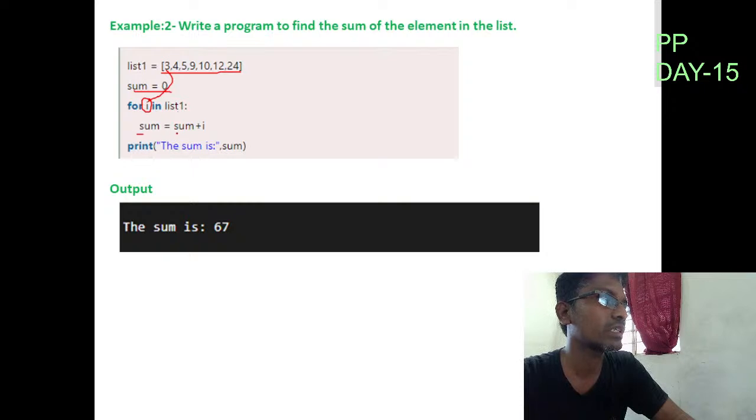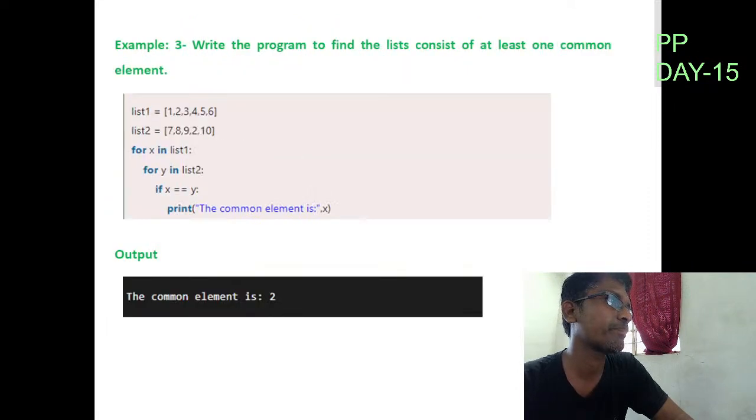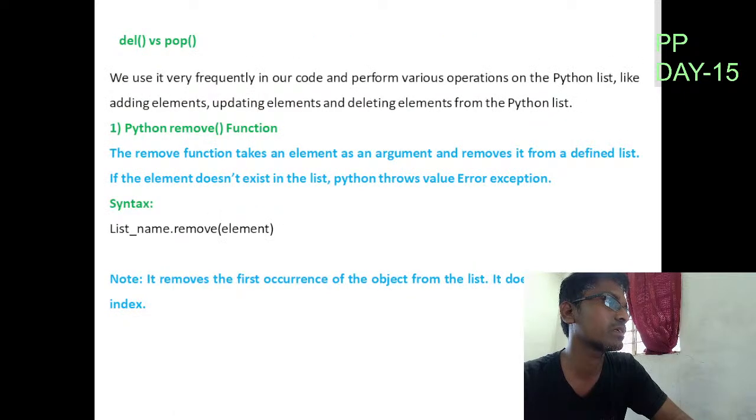After that it is going to substitute in the equation sum is equal to sum plus i. So i is equal to 3, then it will substitute 0 plus 3. Like that it will take the values from the given list and sum the given list, and finally it will print the sum of the list of elements. So in this example the sum of the list of elements is 67. So that is another example.